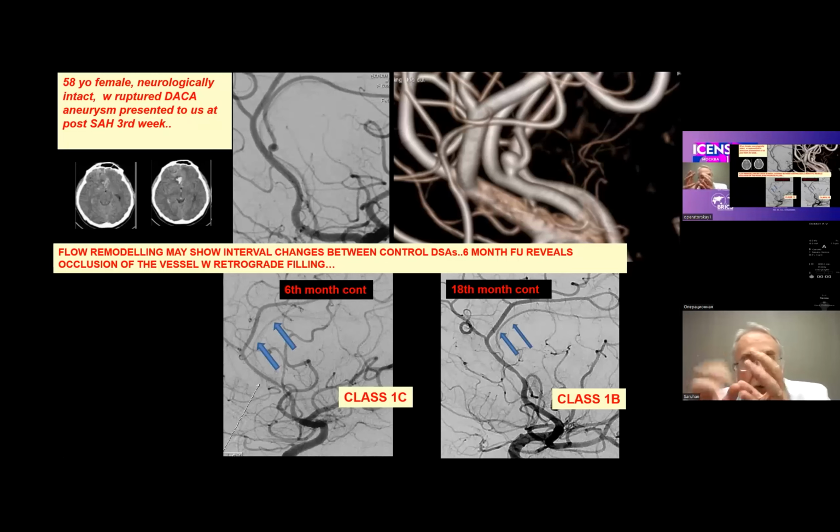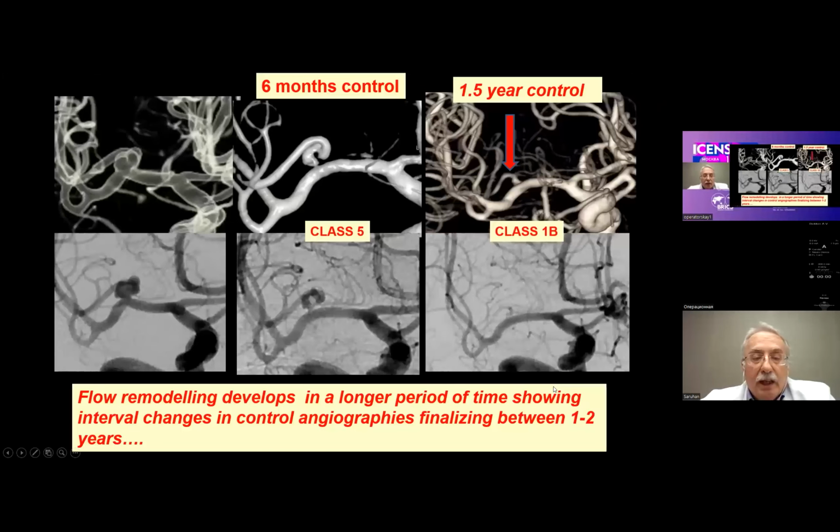The flow remodeling 6 months follow-up reveals occlusion of the vessel with retrograde filling. However, the 18-month follow-up showed the hypoplastic pericallosal with integrated filling. It develops, the flow remodeling develops in a longer period of time, showing these changes.